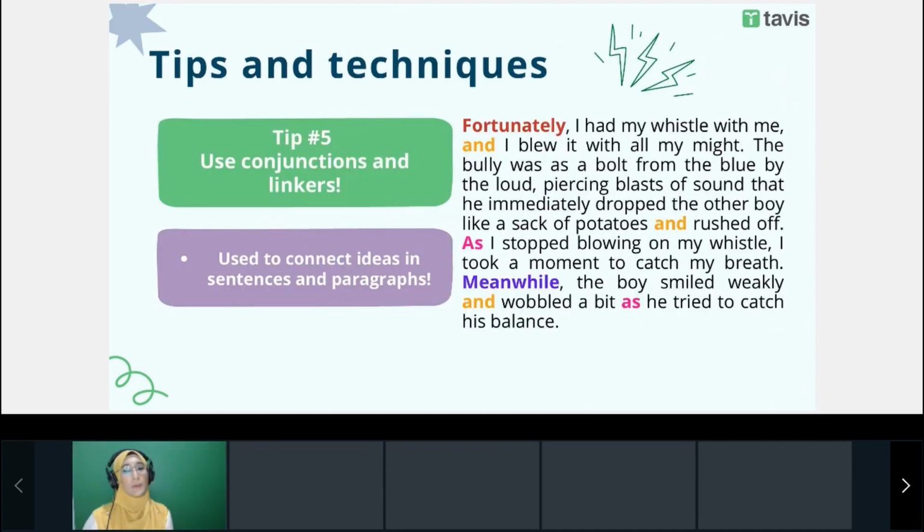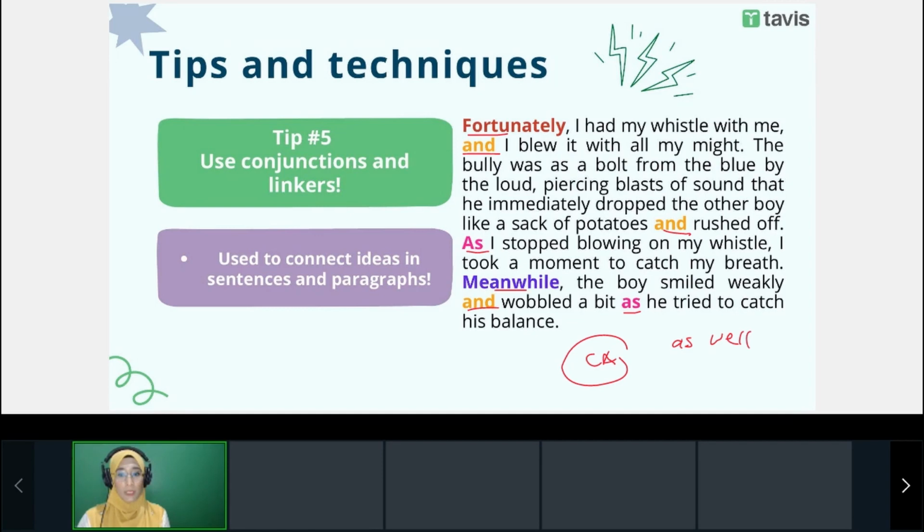Okay, tip number 5, use conjunctions and linkers. Okay, this is all cohesive devices. It's very important for you to score CA, for you to score this. Okay, so these are used actually to connect ideas in sentences and paragraphs. So you can see this person used fortunately and another and, another as, meanwhile and as. This one a bit as he tried. Okay. Now you can see it's repetitive, and. So instead of and, you can use as well as.